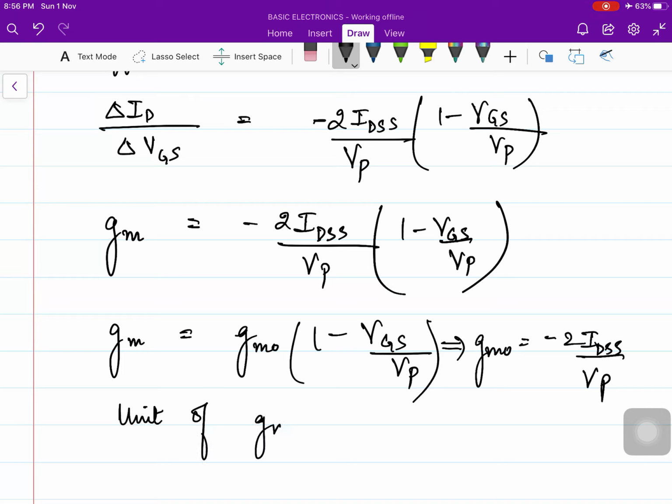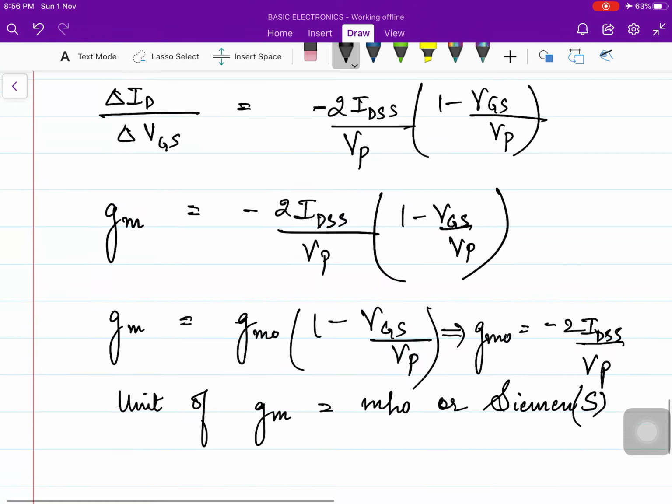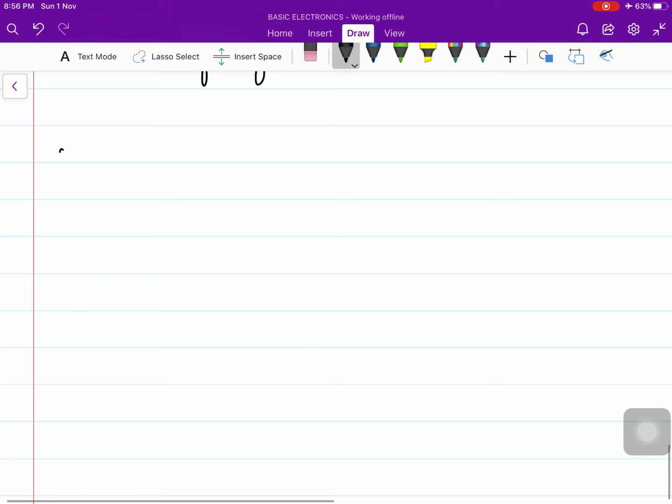And what is the unit of transconductance? Resistance unit is ohm. Conductance is the opposite of resistance, so it is mho, or you can also name it Siemens. So it is represented as capital S. So it is the unit of transconductance.